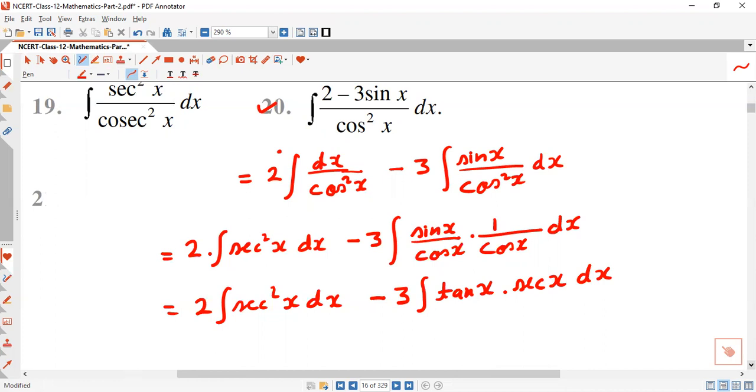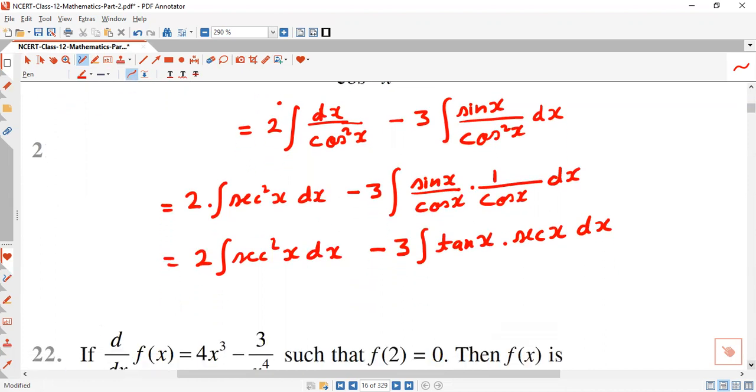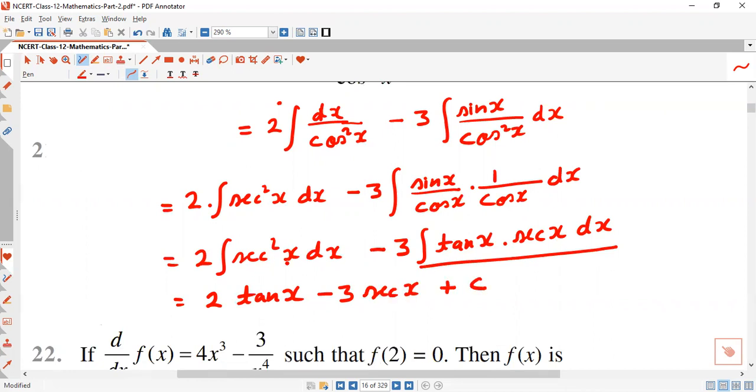Now, taking the integration, we know the integration of sec square x is tan x, so we say 2 times tan x by formula, minus 3 tan x sec x integration. This is the formula of sec x, sec x plus c. And the integration of sec square x gives tan x. So this is the answer. So now we would like to discuss another question.